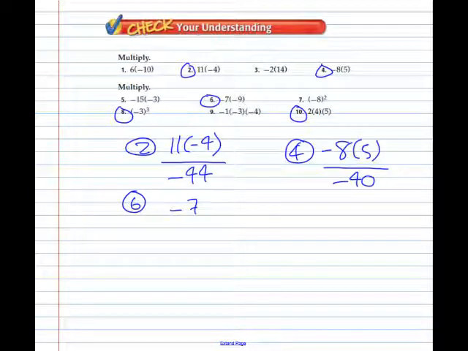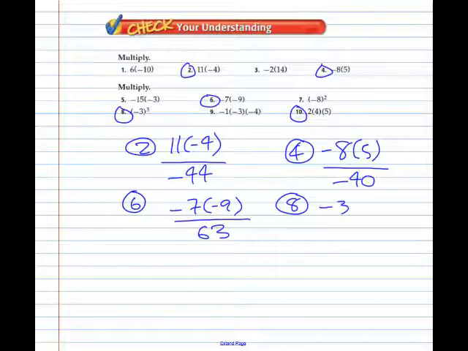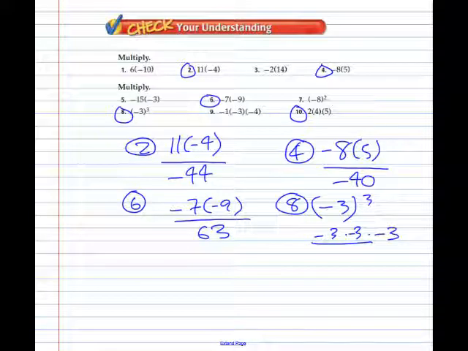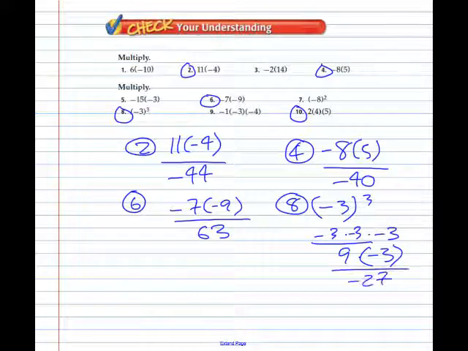Number 6, negative 7 times negative 9. Negative times a negative is a positive, positive 63. Number 8, negative 3 cubed, actually, means negative 3 times negative 3 times negative 3. Multiply these two together. Negative times a negative is a positive. Times negative 3 would be negative 27.